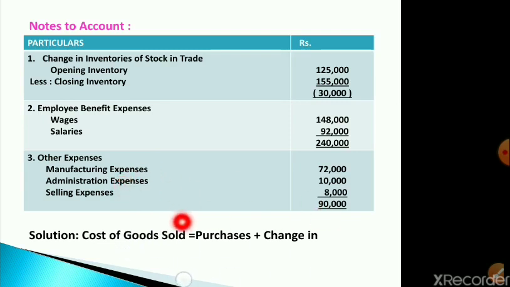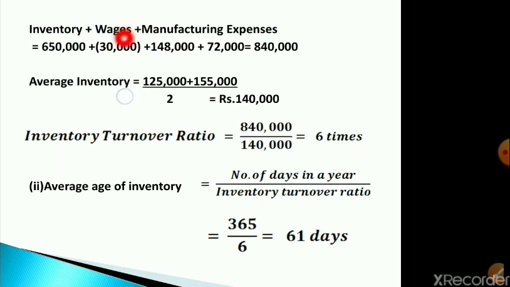So let's start with the formula for cost of goods sold, which is opening stock plus purchase plus direct expenses minus closing stock. Here we already have this opening stock minus closing stock, that is change in inventories. So we can directly write change in inventories in the formula. So we have taken purchases plus change in inventories plus wages plus manufacturing expenses.